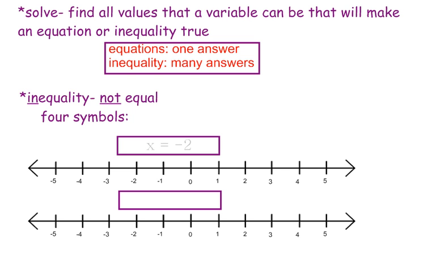For example, it might be x equals -2. So in that equation, x can only be -2. That's the only possible answer. But an inequality, that we had written down on our other notes, and we're writing it down here again, has many answers. It actually has infinite answers, or infinitely many.